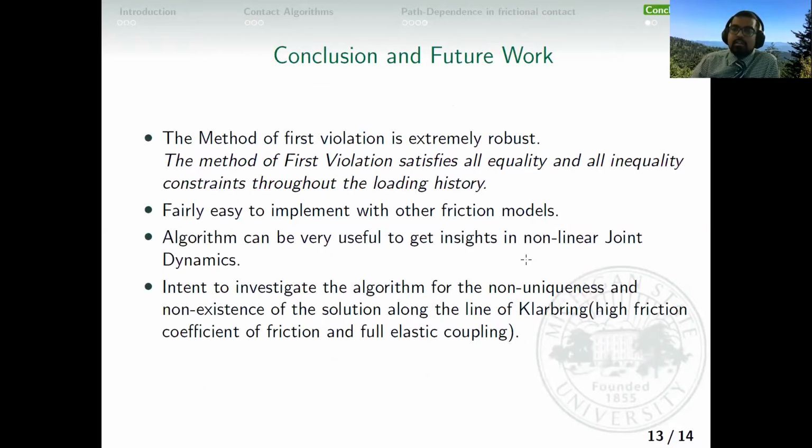So in conclusion, the method of first violation is extremely robust. The algorithm satisfies all equality and inequality constraints at the start of the loading, at the end of the loading, and during the loading. Also, the method of first violation algorithm is fairly easy to implement with other friction models. For future work, the algorithm can be useful to get insight into nonlinear joint dynamics. And we intend to investigate the algorithm further for the non-uniqueness and non-existence of the solution along the loading conditions.